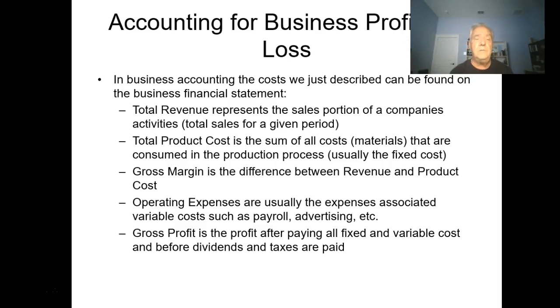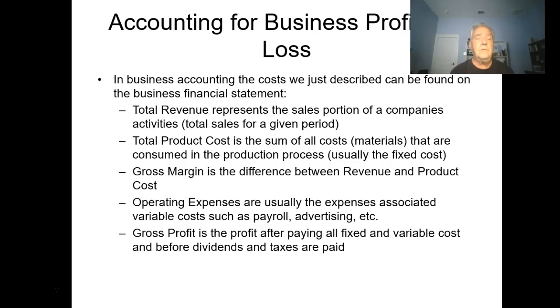The next piece would be the total product cost. This is the sum of all costs like materials that are consumed in the production process. They can be fixed or variable, but usually they're fixed. This would be the case, in the computer business, when we make microchips, we scorch or put impressions into silicon. That silicon would be what we would call total product cost.